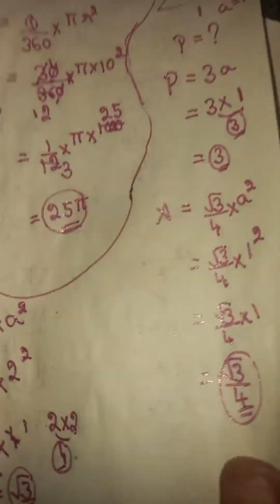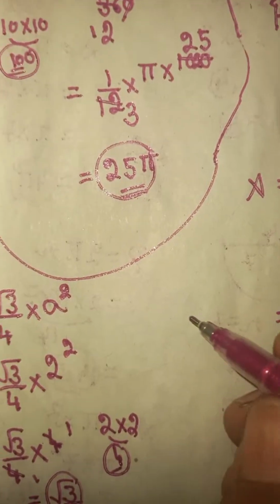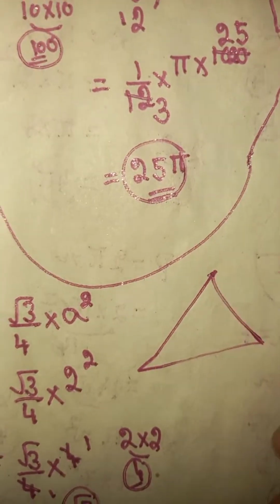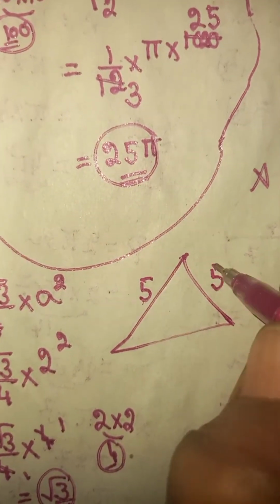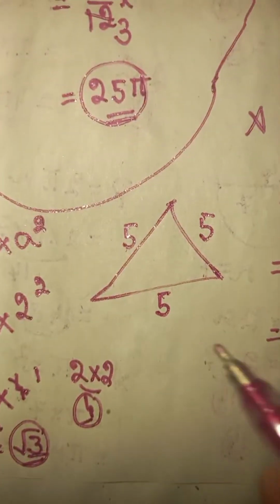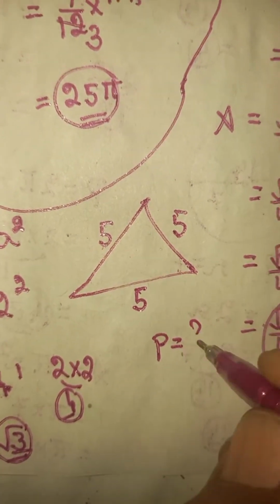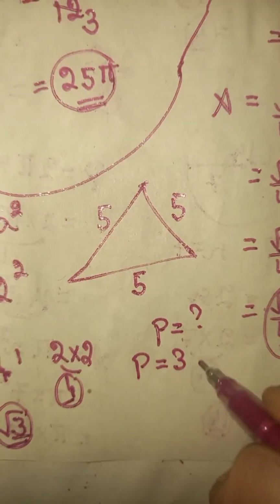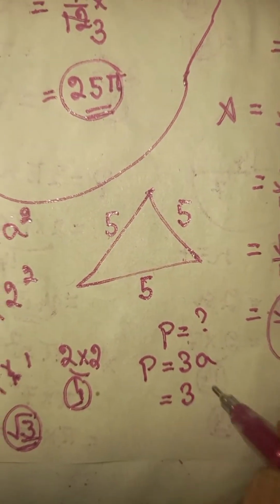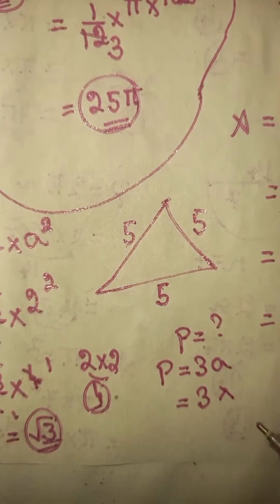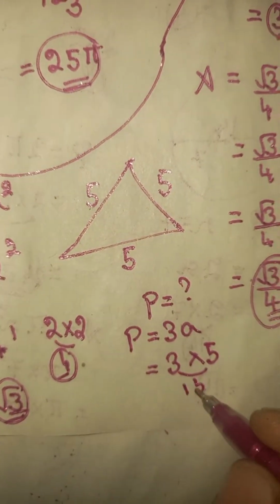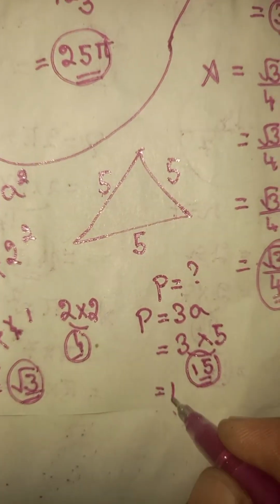Let's find out another triangle. Here all sides of this triangle are 5 units. You need to find the perimeter. Perimeter of this triangle is 3 times the side length, that is 3 times 5 units, 3 times 5 is 15 units.